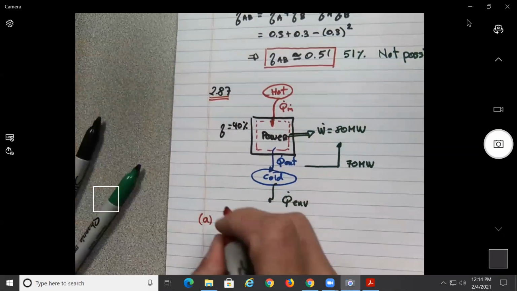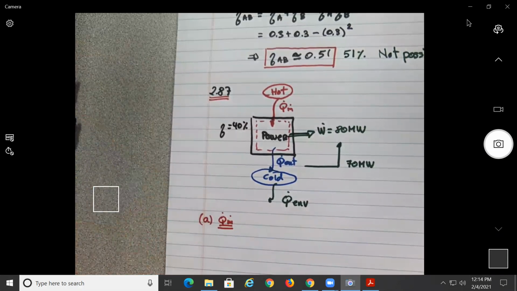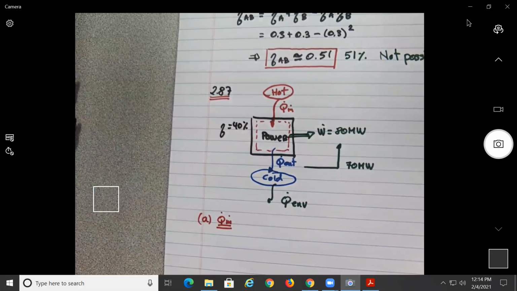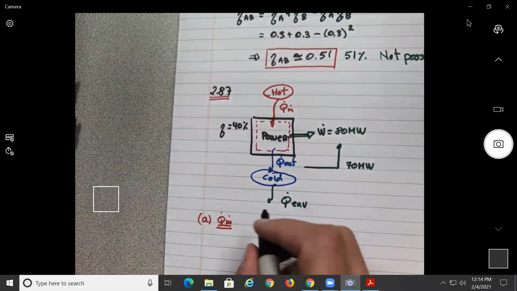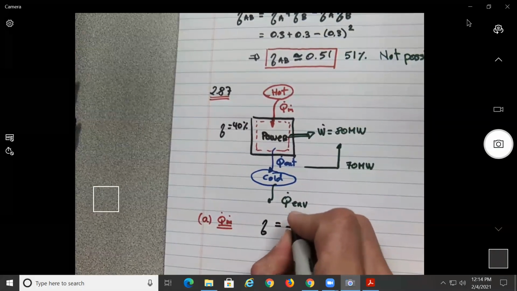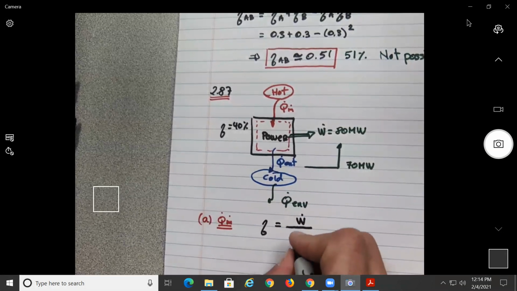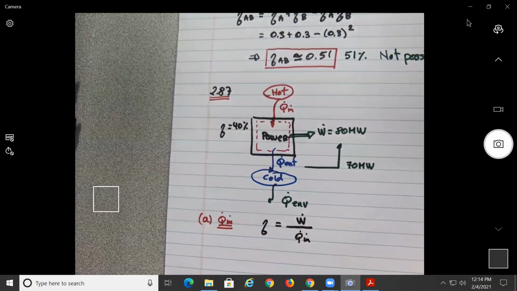First thing we need to find is the amount of power, or the amount of nuclear energy you need to provide, no? To generate the 80 megawatts. I think this is pretty straightforward. What is the definition of the efficiency for this power cycle? What are we trying to get out of the power cycle? We're trying to get out power, no? The 80 megawatts. What do we need in order to create those 80 megawatts? We need to put heat inside, the value of Q sub in.